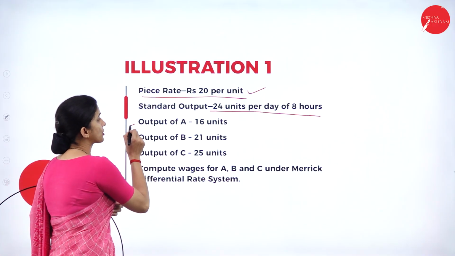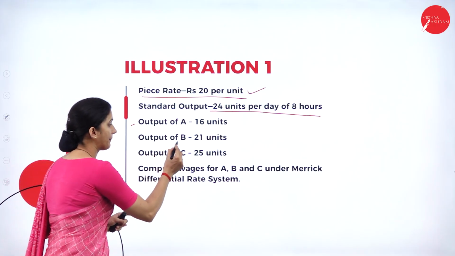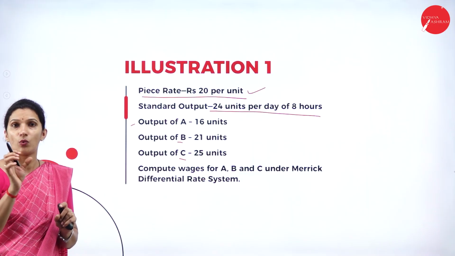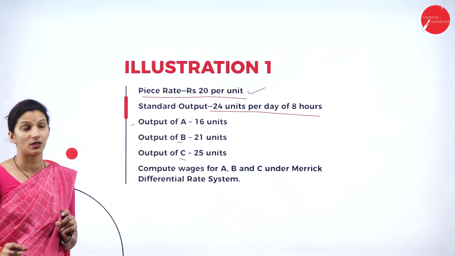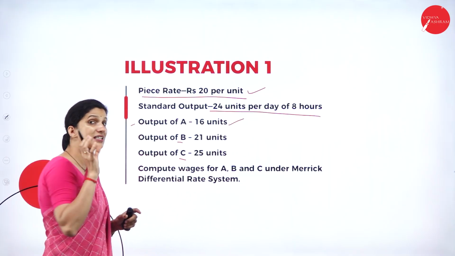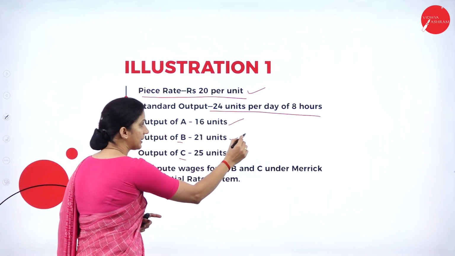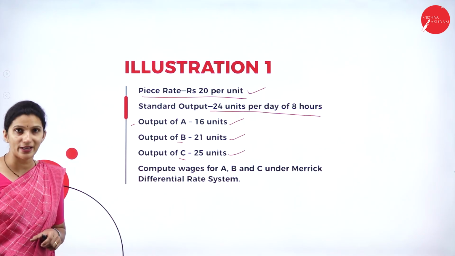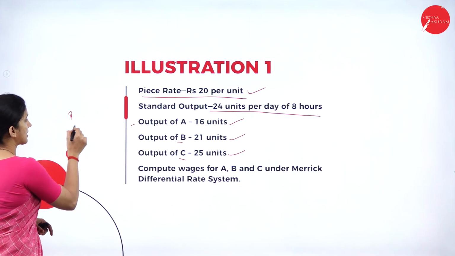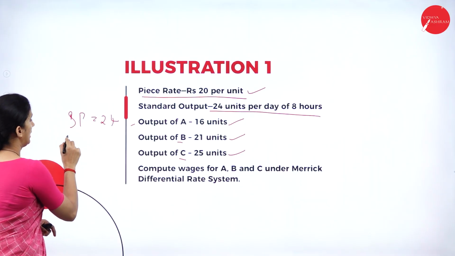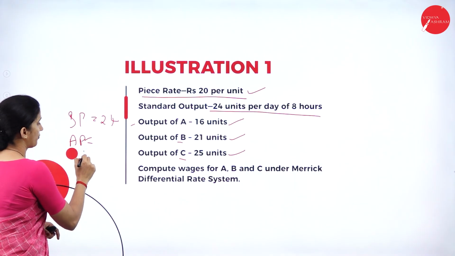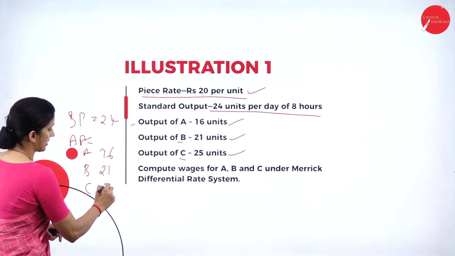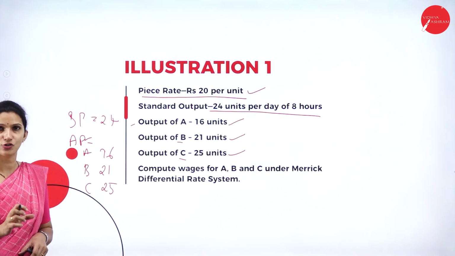So then what is the actual output of worker A, B and C? It is given. So that means in that 8 hours work, what is the actual production made by the 3 workers? Worker A produced 16 units. Then worker B produced 21 units. And worker C produced 25 units. So here we have standard production, which is 24. Then we have actual production of A, it is 16, then B, it is 21, then C, it is 25. We have 3 workers' actual production.